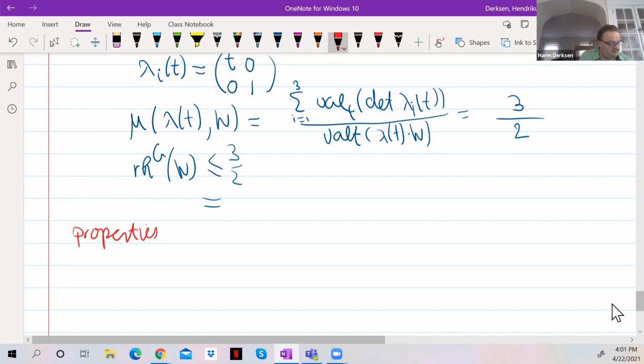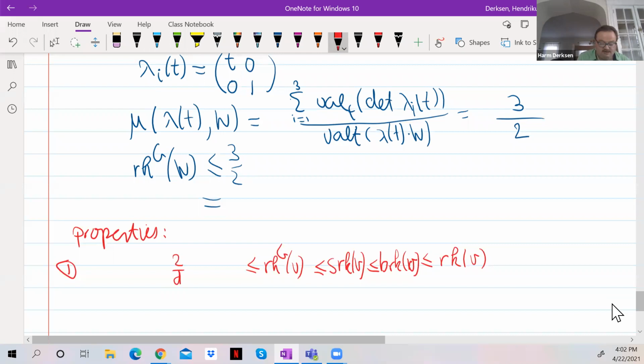So maybe I'll at least say some basic properties. First of all, we can compare to the slice rank, and in some sense it's close to the slice rank. We talked about the rank of a tensor. We also talked about the border rank, which is always less than or equal to the rank. The border rank is also greater than or equal to the slice rank. And the slice rank is always greater than or equal to the G-stable rank. And the G-stable rank is at least 2/d times the slice rank. So in some sense, the slice rank and the G-stable rank are the same up to a constant which depends on d.